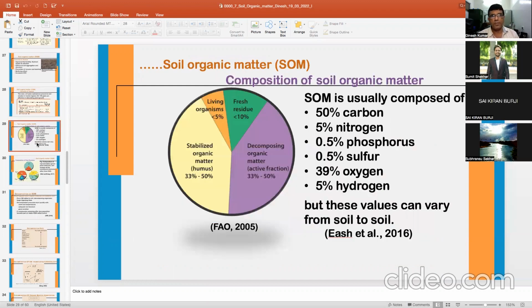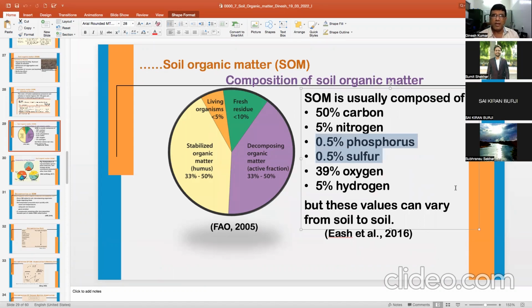Now you see the composition of organic matter. 50% is carbon. Carbon is there in organic matter, on an average; these are very average values. 5% nitrogen, 0.5% phosphorus, 0.5% sulfur. Remember that the concentration of sulfur and phosphorus is almost the same in organic matter, even in plants also.